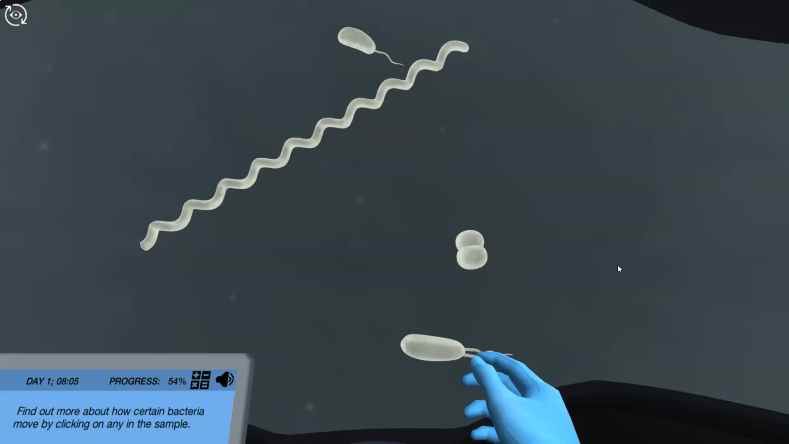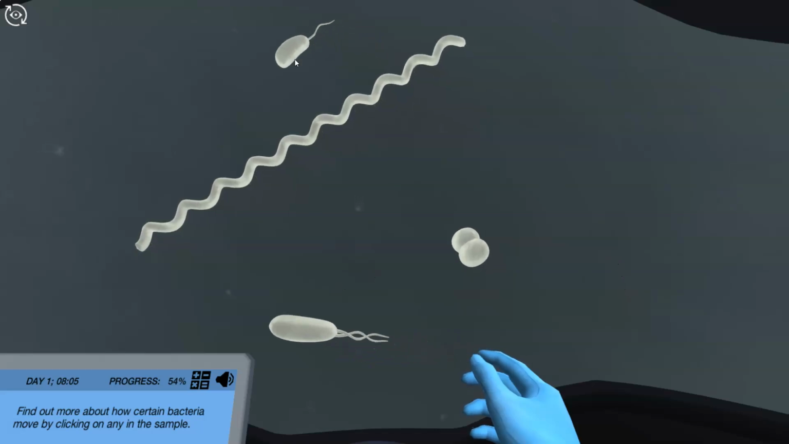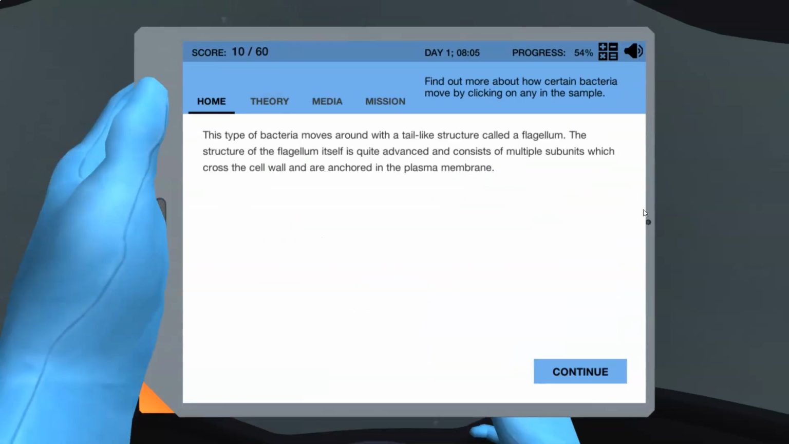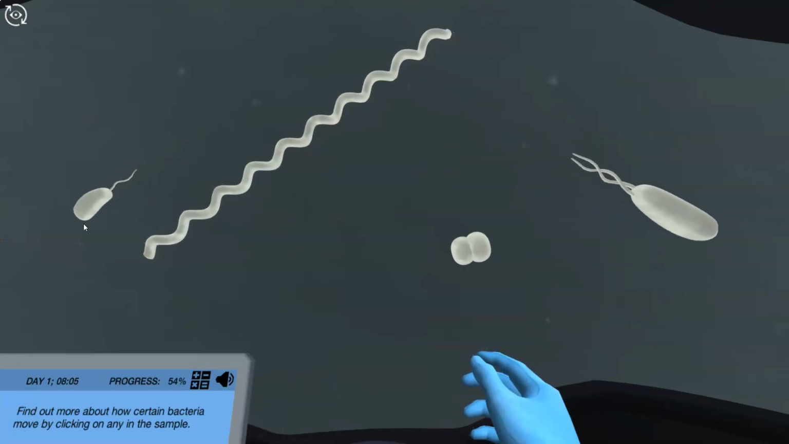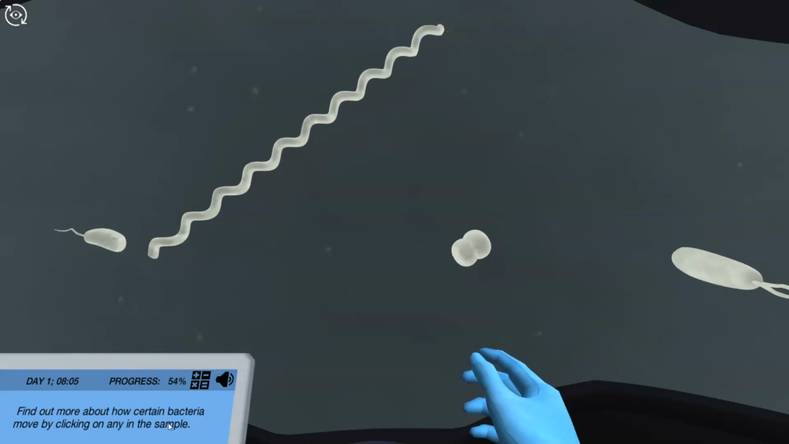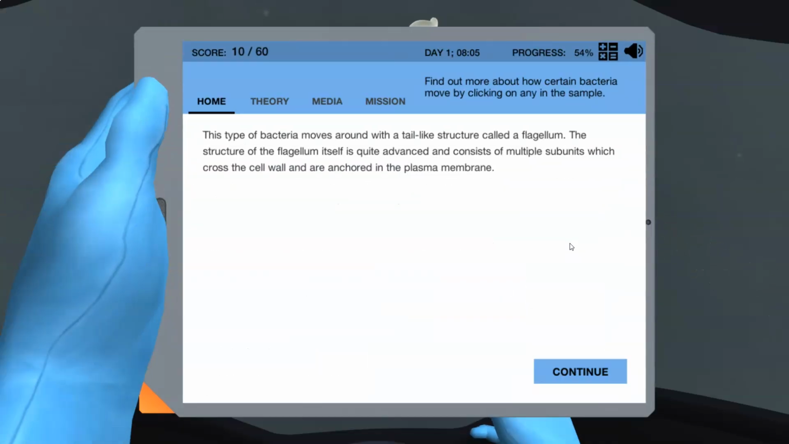Find out more about how certain bacteria move by clicking on any in the sample. This type of bacteria moves around with a tail-like structure called a flagellum. The structure of the flagellum itself is quite advanced and consists of multiple subunits which cross the cell wall and are anchored in the plasma membrane.